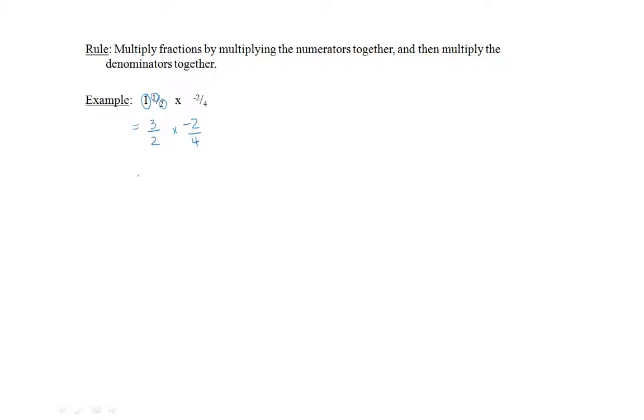Next, we multiply the numerators together. 3 times negative 2 is negative 6. And multiply the denominators together, 2 times 4, which is 8. The next step is to reduce to lowest terms by dividing both the top and bottom by 2, which equals negative 3 on the top, and 8 divided by 2 equals 4 on the bottom. So the final answer is negative 3 over 4.